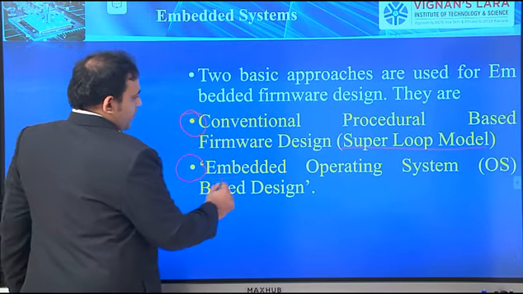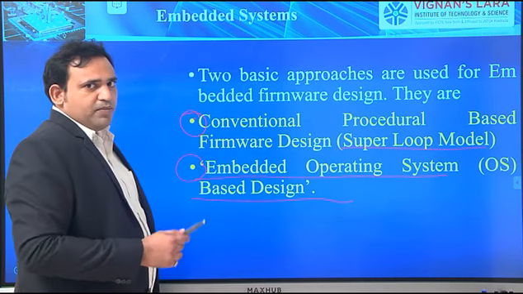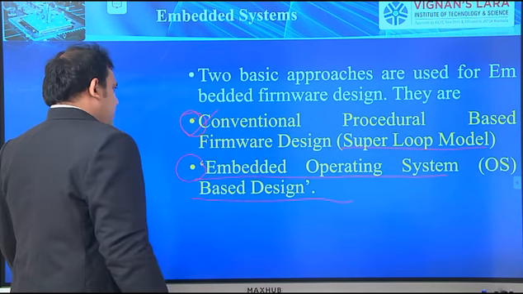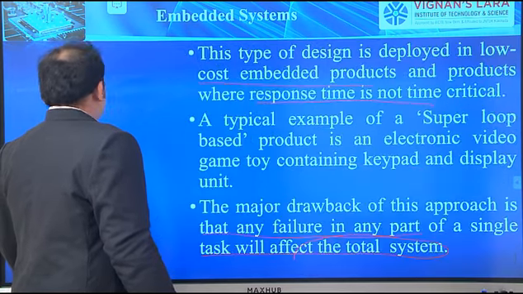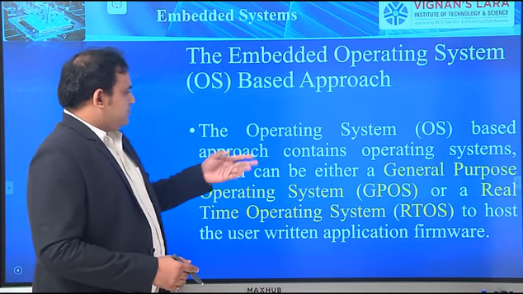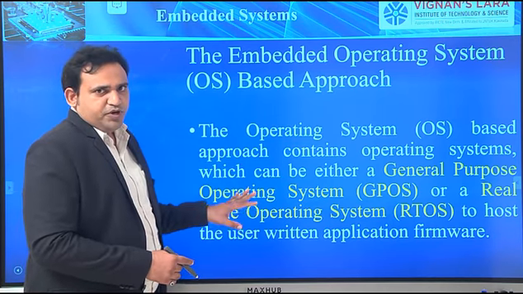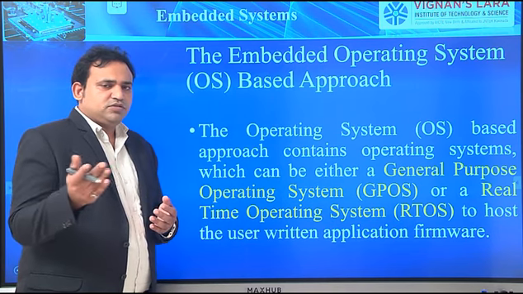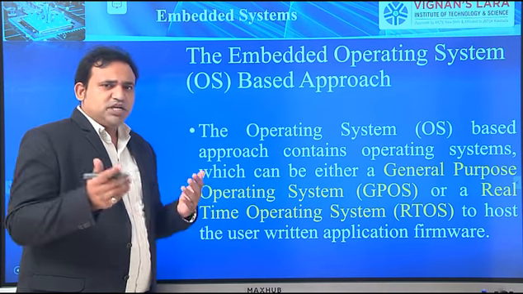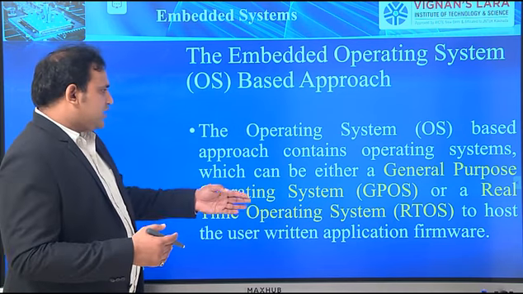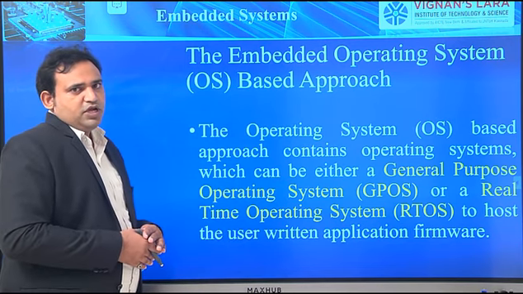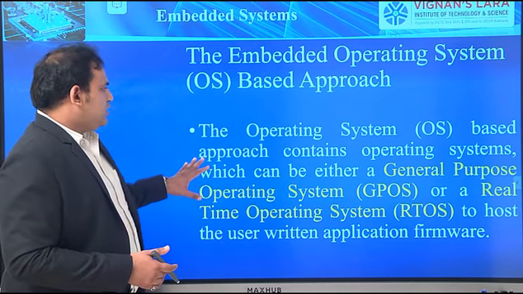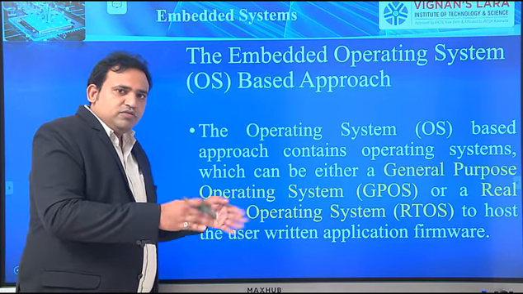Now we will go to the second one, that is embedded operating system based design. The operating system based approach contains an operating system, which can be either a GPOS, general purpose operating system, or an RTOS, real time operating system. The operating systems we use, like Windows 7 and Windows 10, are general purpose operating systems. And there are operating systems known as real time operating systems, RTOS. We have a unit on that. The OS is used to host a user written application firmware, so the operating system is involved.